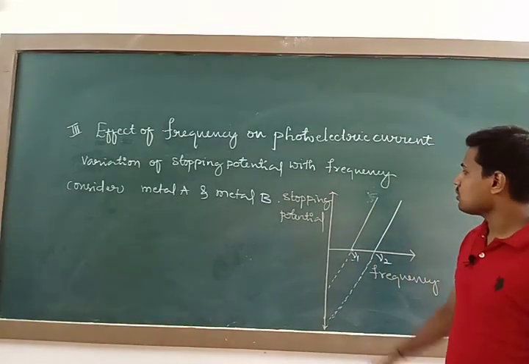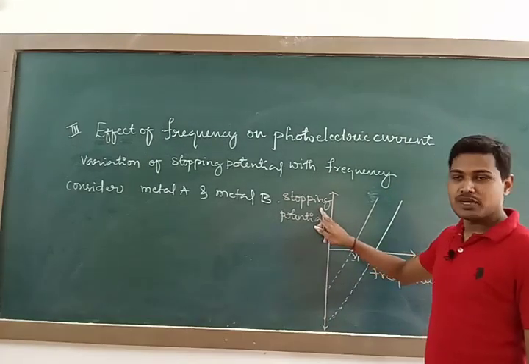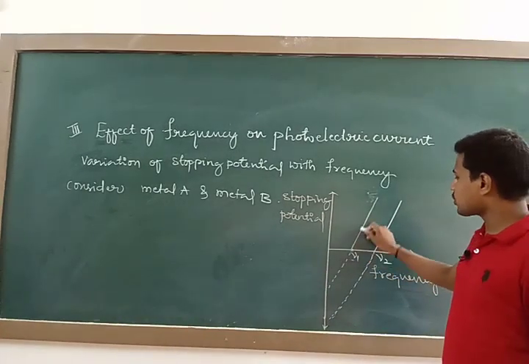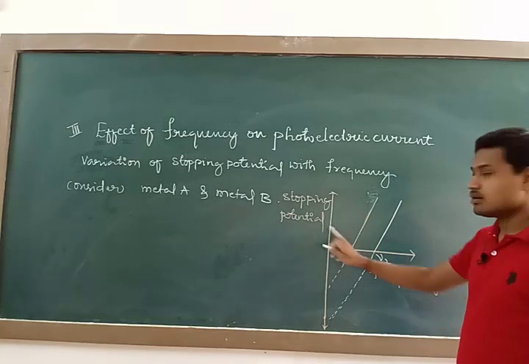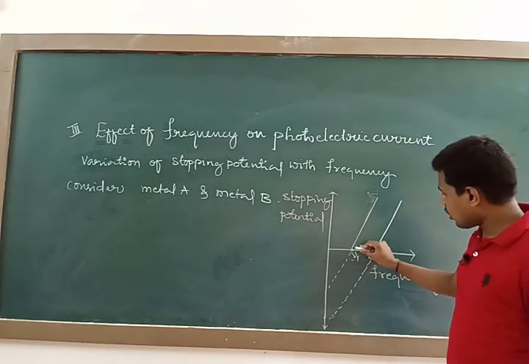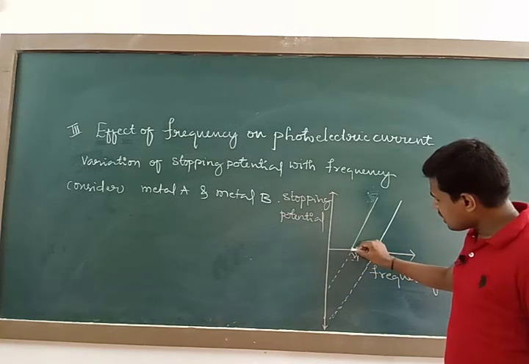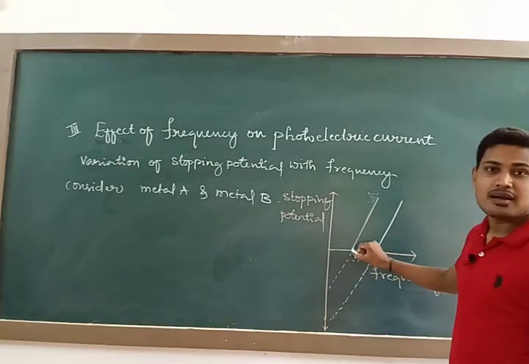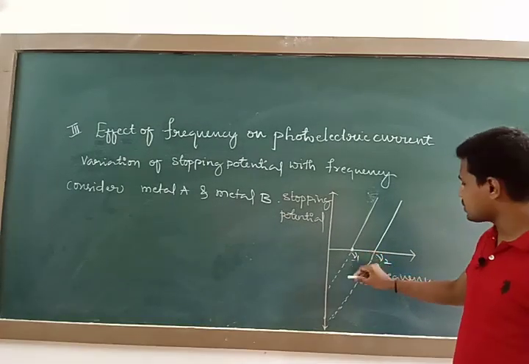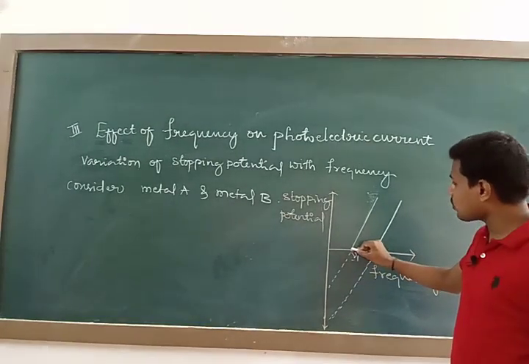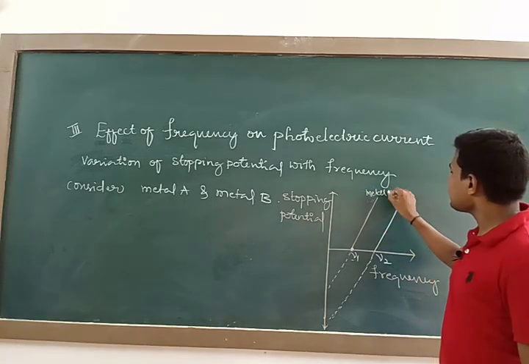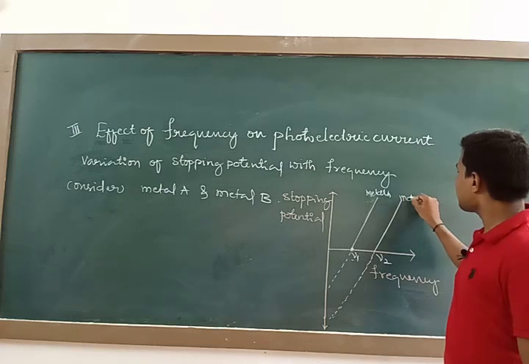So clearly here, if I plot a graph between stopping potential and frequency, I observe that the stopping potential and frequency vary linearly. The more the frequency, the more the stopping potential, and the stopping potential is zero at a particular frequency known as the threshold frequency. Nu1 is the threshold frequency for metal plate A. This is for metal plate B.